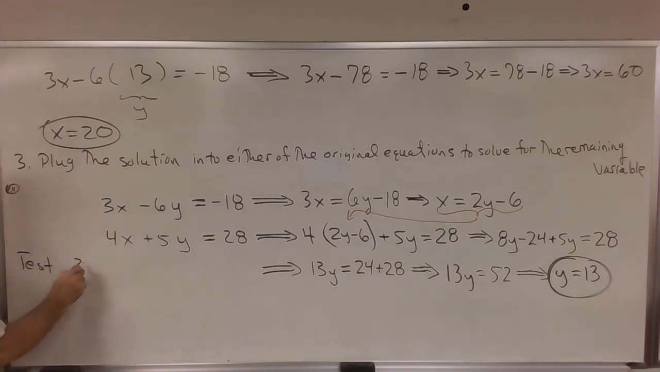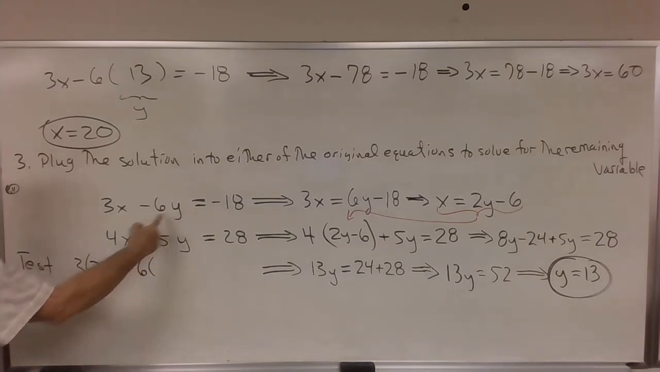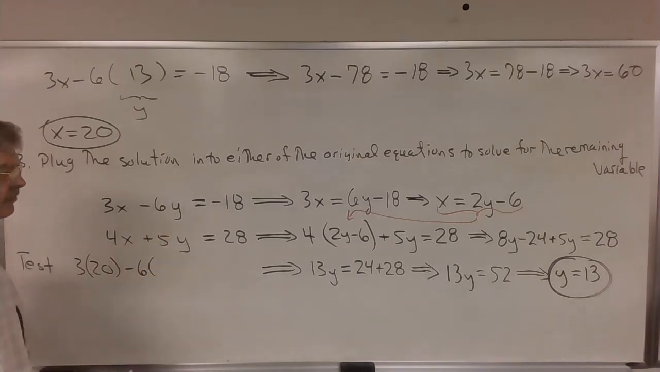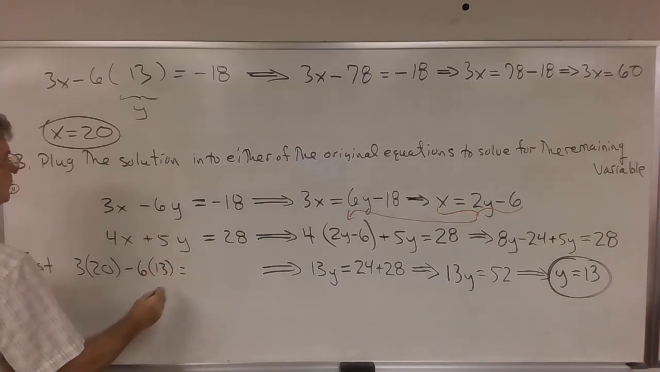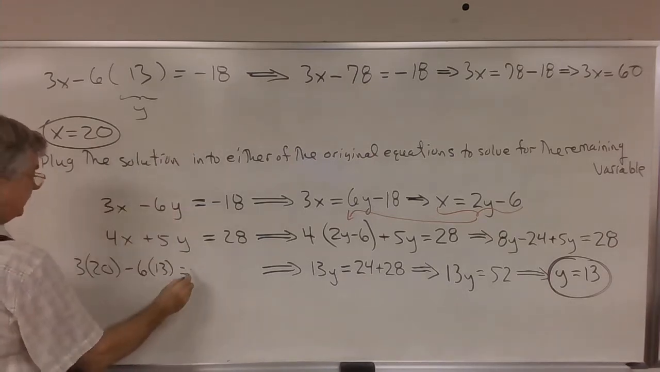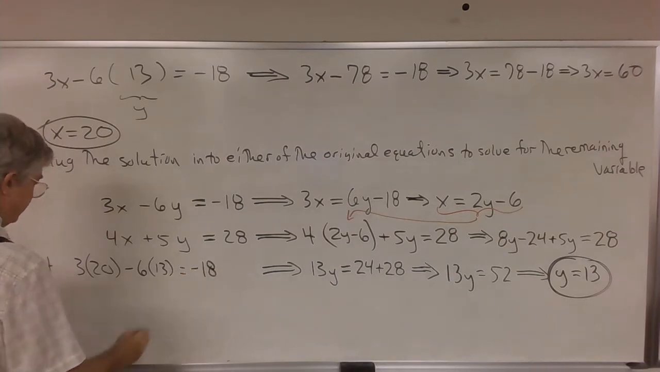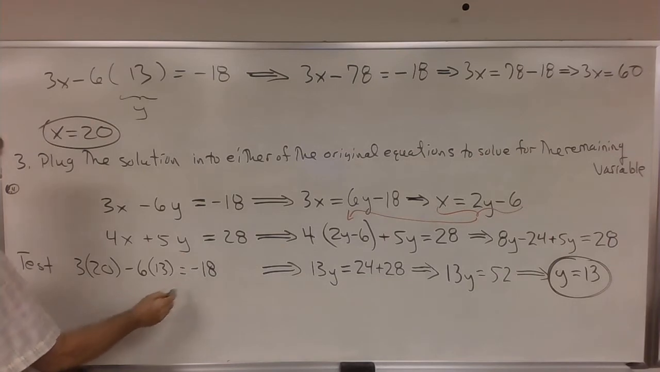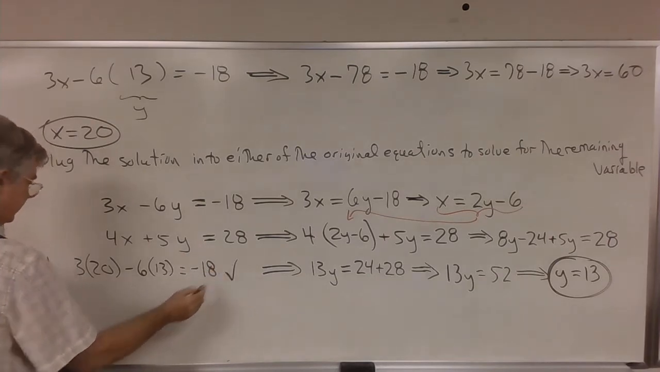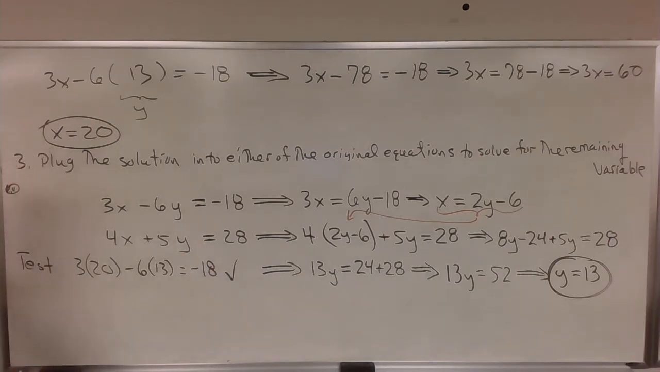3x minus 6y, with x is 20 and y is 13, equals negative 18. So that's 60 minus 78, which is negative 18. That checks. But what about this other equation?